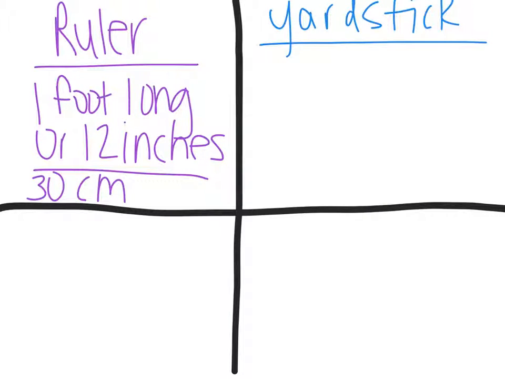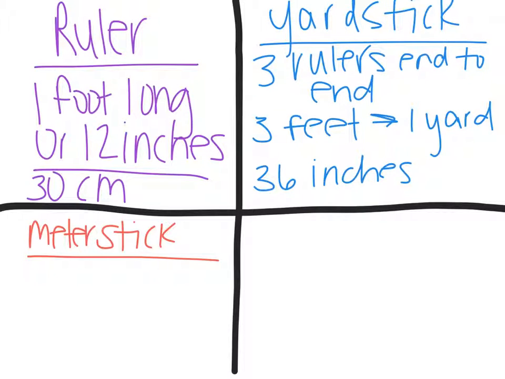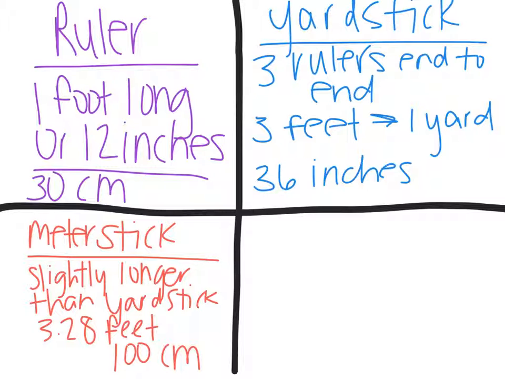Next we have our yardstick. Our yardstick is 3 rulers put end to end, which is equal to 3 feet, or 1 yard, and it is 36 inches long. Next we have our meter stick. Our meter stick is slightly longer than a yardstick. It's 3.28 feet, or 100 centimeters.